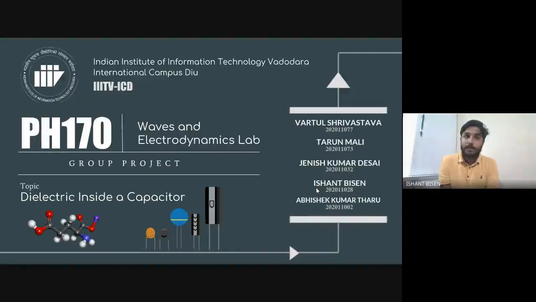While performing the experiment of dielectric inside the capacitor, we got a chance to meet some famous personalities, as well as we can say eminent personalities.